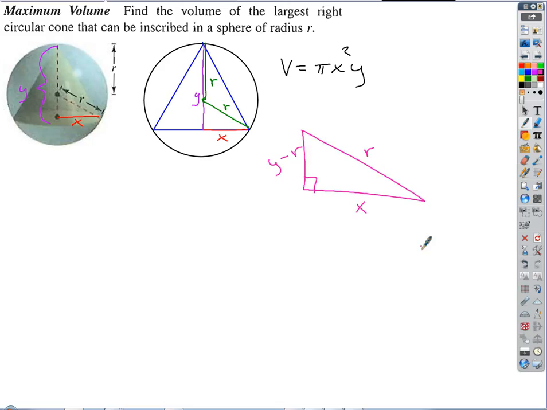That's all I need. I've got all three of my quantities represented in the three sides of that triangle, so we can come up with a pretty easy equation of constraint. What's it going to be? r squared equals x squared plus (y minus r) squared.